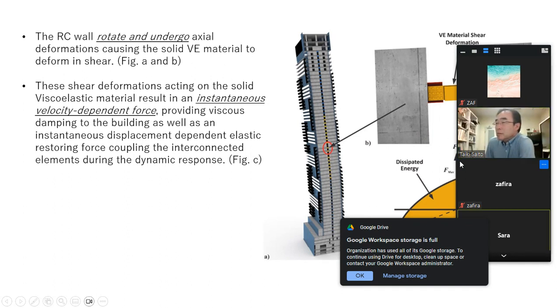In this picture, we can see these shear deformations acting on the solid material result in an instantaneous velocity-dependent force, providing viscous damping to the building, as well as an instantaneous displacement-dependent elastic restoring force, coupling the interconnected elements during the dynamic response.